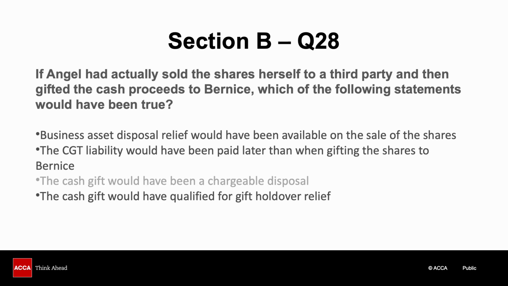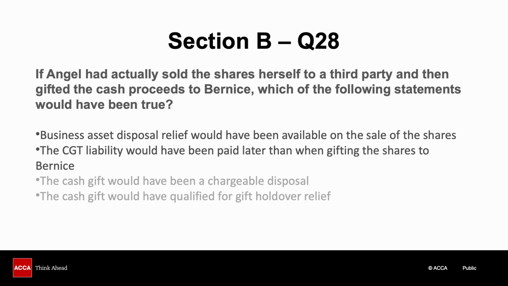Absolutely not. That's fundamental principles for chargeable gains, that cash is not a chargeable asset, therefore the gift of cash would not be a chargeable disposal. And if we know that, then we can rule out the fourth statement, because if it doesn't qualify as a chargeable asset and disposal, then we wouldn't be able to claim some sort of chargeable gains relief, because there would be no chargeable gain to set any relief off against anyway. So that leaves us with two statements. Business asset disposal relief would have been available on the sale of the shares, and the CGT liability would have been paid later than when gifting the shares to Bernice.